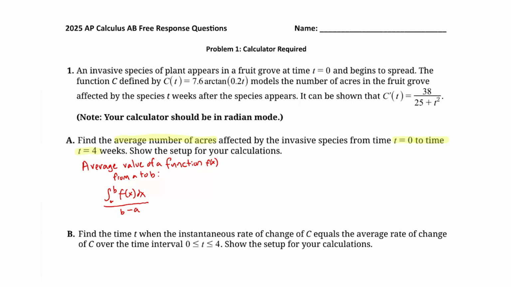And for this case, we're going to have the integral from 0 to 4 of c of t, instead of f of x, dt over 4 minus 0. Now, this is something we'll just go ahead and type into Desmos. We will get an answer right away. But as far as the setup for your calculations, that's what this is. So let's move on over to Desmos here. Pull this up.